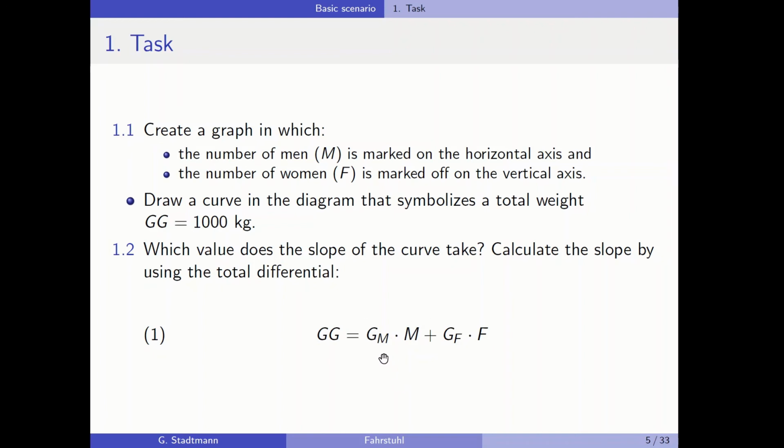In this equation, we have the weight of the man times the number of men plus the weight of the woman times the number of women. This gives the total value of the weight.